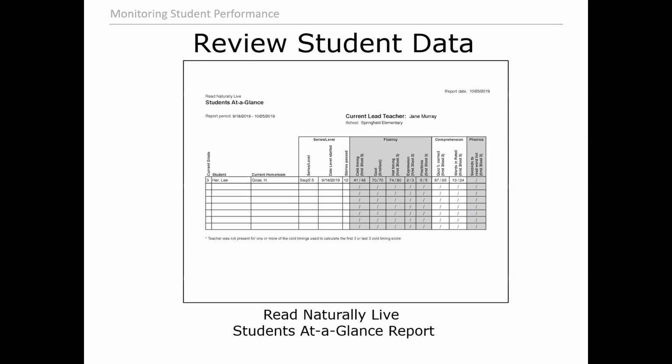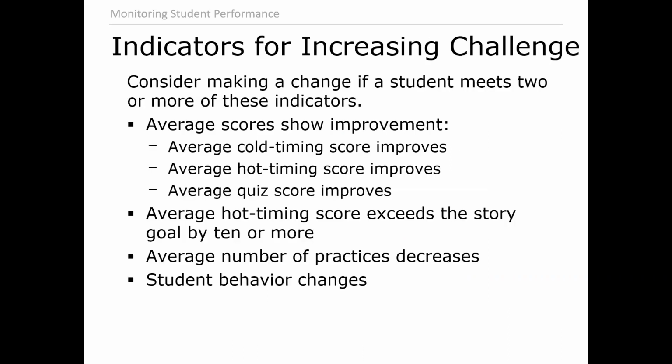So in this data report, every single column has a different data point, right? The first column in the fluency section tells us their cold timing score. Then we have goal, hot timing, number of practices, quiz, and so forth. Every single column contains 2 numbers separated by a forward slash. The first number is the average of the first 3 stories in that level. The second number is the average of the most recent 3 stories in that level. Okay, so at a very quick glance, you can see whether or not students have made progress.